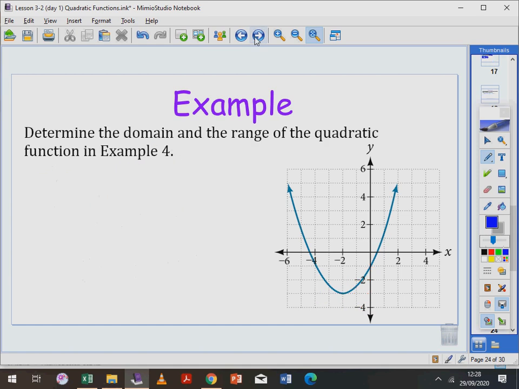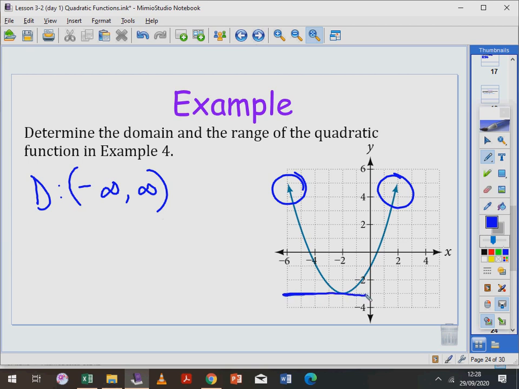Another one is here: determine the domain and range of this quadratic expression in example 4, the previous one. So the domain and the range, I hope you guys remember domain and range. These arrows tell you that the domain, or the x values, is -infinity to infinity, and the range, look at the lowest point of this graph, it doesn't go lower than -3, so the range is going to be -3 included all the way to positive infinity.